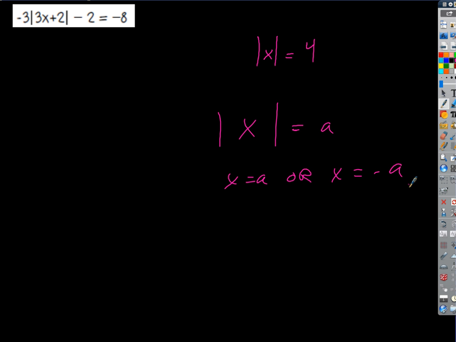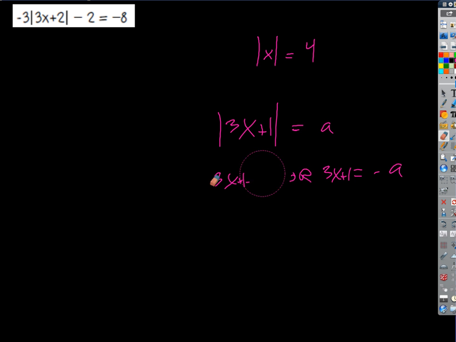Does that make sense? And that could have been more complicated than an x. It could have been an x plus 1, right? Or it could have been a 3x plus 1, right? It doesn't matter what's in there. Whatever is in there, inside the absolute values, either has to equal that number or its opposite. And then I just solve both of those equations individually, right? So let's look at an example with numbers in it.